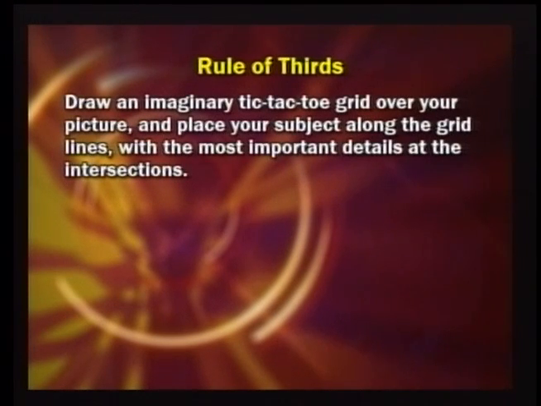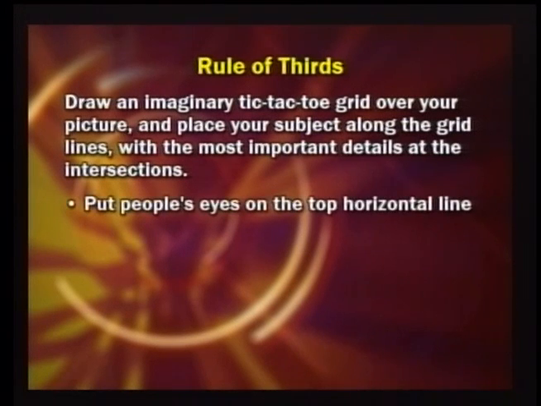We briefly mentioned this last week, but I want to define it a little better here. If you're taking a picture and trying to utilize the rule of thirds, you'll draw an imaginary tic-tac-toe grid over your picture, and then place your subject along one of the grid lines with the most important details at one of the intersections of those grid lines. Makes sense? We're playing tic-tac-toe with our photos, right? So we want our subjects to be at one of the intersection points.